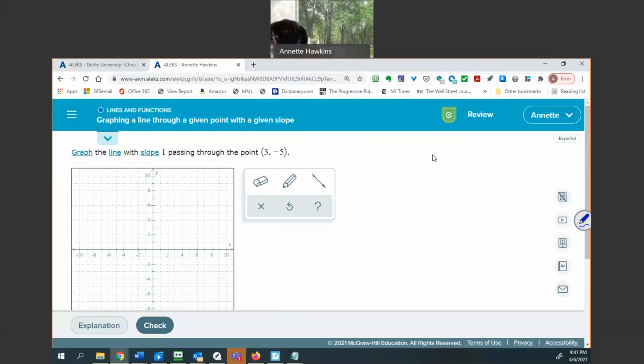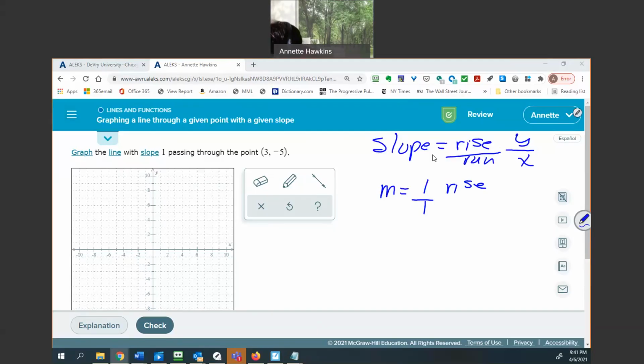So we know that slope is equal to rise over run. Rise is the y and run is the x. So this slope is 1. You need to put a 1 under that. So this is the rise, this is the run.